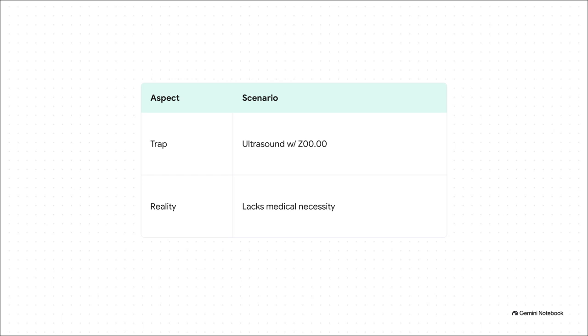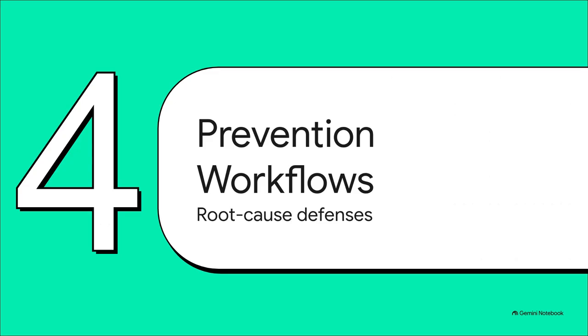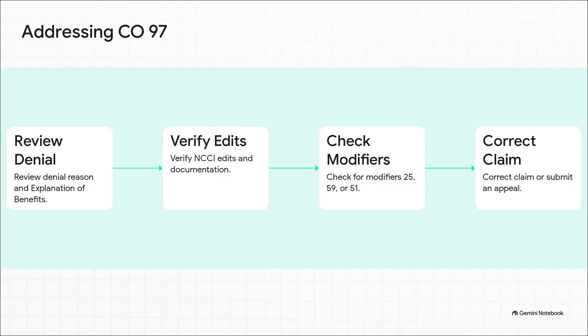Section 4, Root Cause Prevention Workflows. Look, understanding these edits is really only half the battle. Now let's transition to the final and honestly, most crucial phase of this explainer, implementing systemic defenses. We have to stop these edits before they ever leave your facility. When you do face a complex denial like CO97, your management analysts need a rock-solid step-by-step workflow.